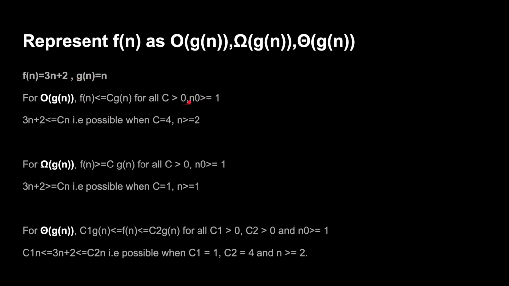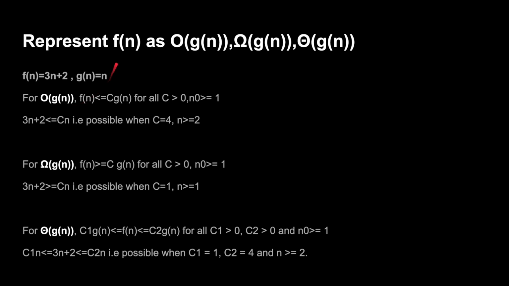By applying all these conditions to f of n and g of n, we get this equation: 3n plus 2 is less than or equal to c of n, and we get the answer for it, that is c is equal to 4 and n should be greater than or equal to 2. Then only we can represent f of n as big O of g of n.